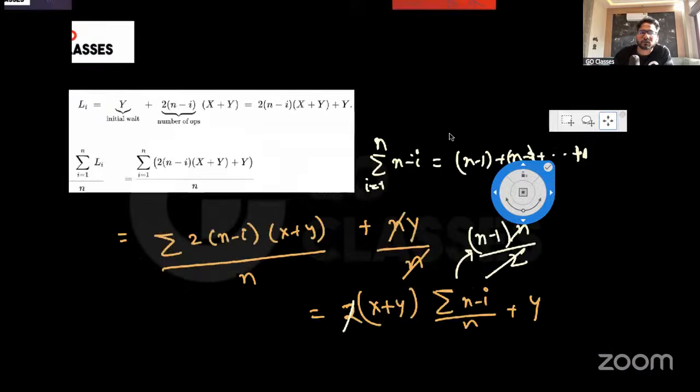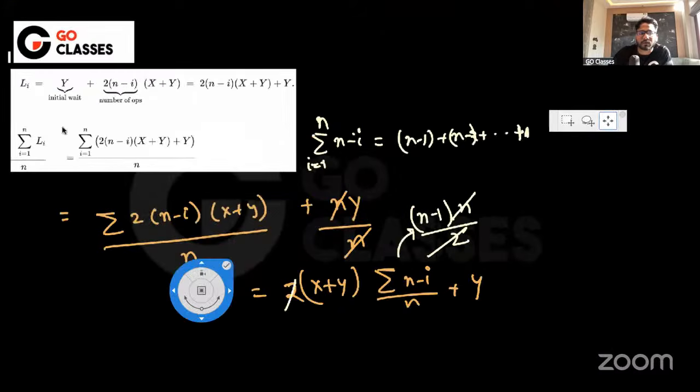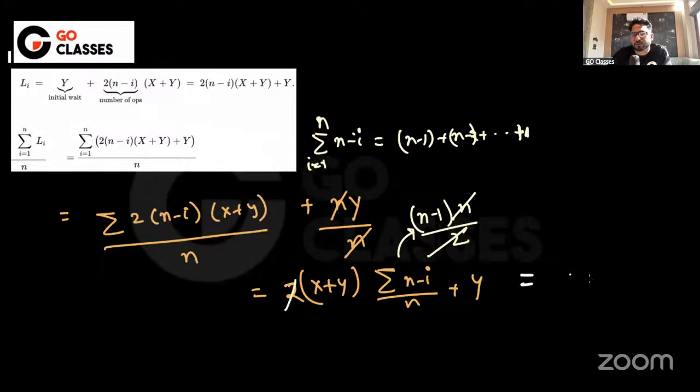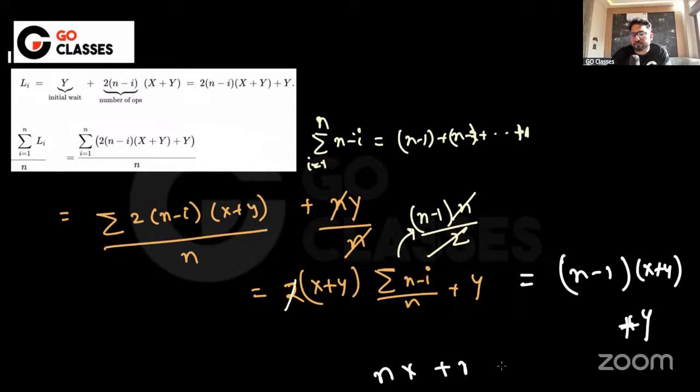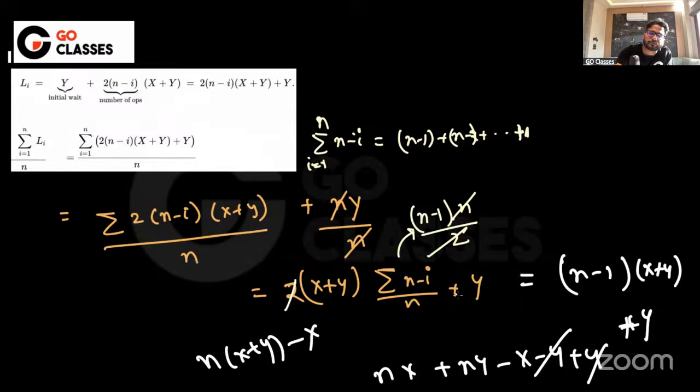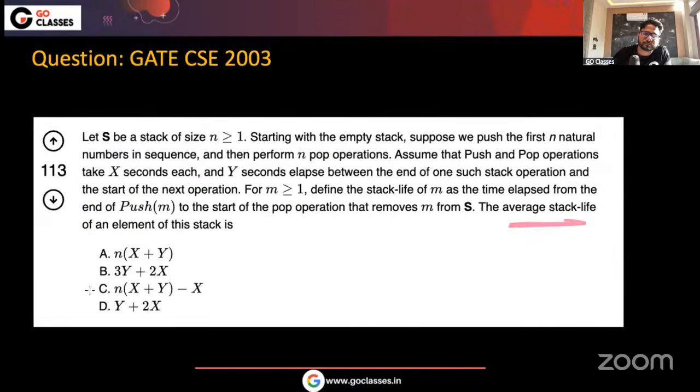Okay. So I will have the typed solution also, but here let me write it. n minus y, n minus 1 into x plus y, plus y. So you can just say that this is nx plus ny minus x minus y plus y. So y will get cancelled out. Okay, so you can say that this is n(x plus y) minus x, something like this. Okay, C is the answer.